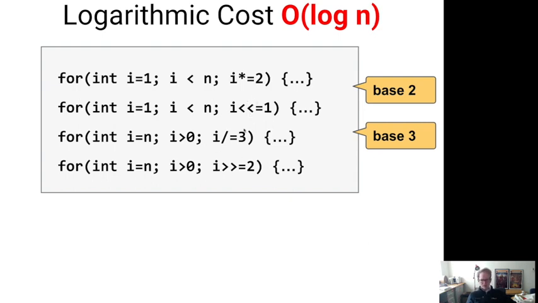Okay, now here we're doing this in base 3. We're basically dividing by 3 every time. So if n is 18, i will equal 18, and then 6, and then 2, and then the next time it divides by 3, it will be 0, because of integer division, and that's how many times it will run. So as n gets big, it runs in log base 3 of n times. This is the number of times that this loop runs.